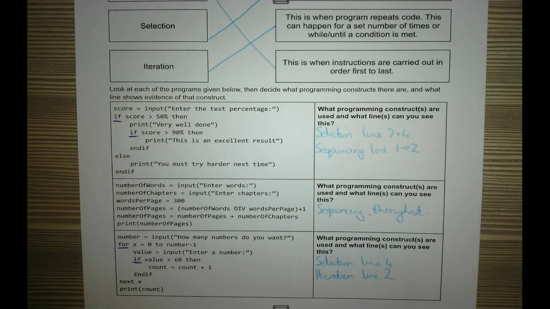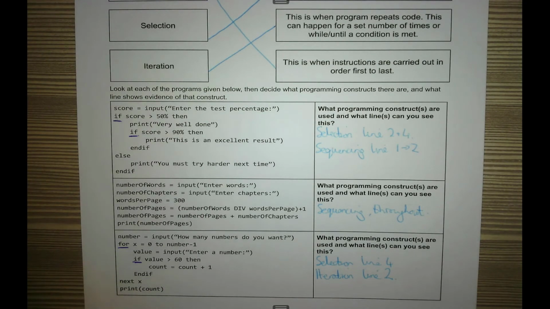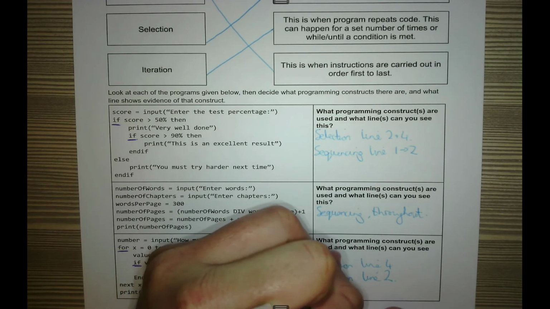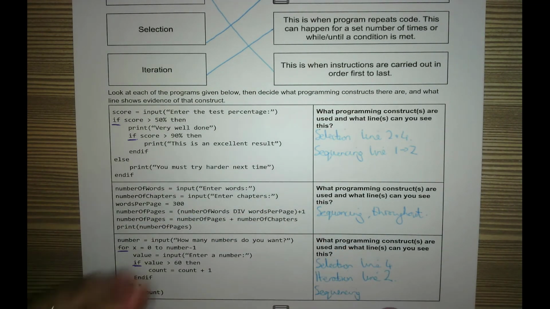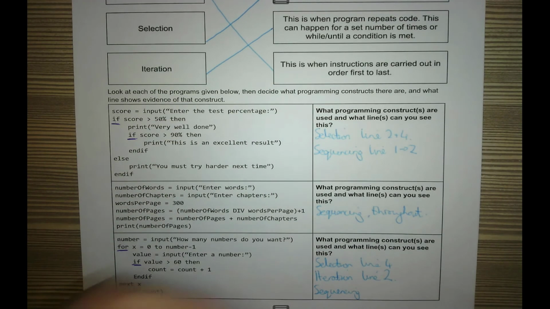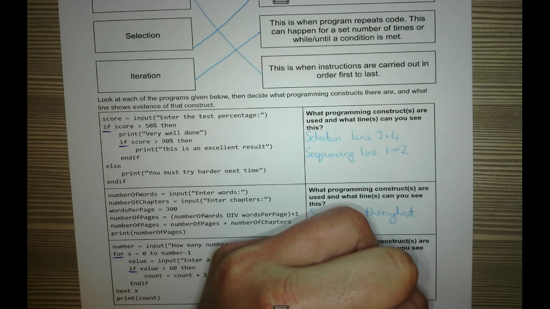And you could argue that it's also got sequencing. It goes from line 1 to then line 2. It goes from line 3 to then line 4. So it's doing things in sequence. Okay, but as I said before, chances are in an exam question, given an algorithm like this, you might get asked for two programming constructs, in which case they're looking for iteration and selection being identified.